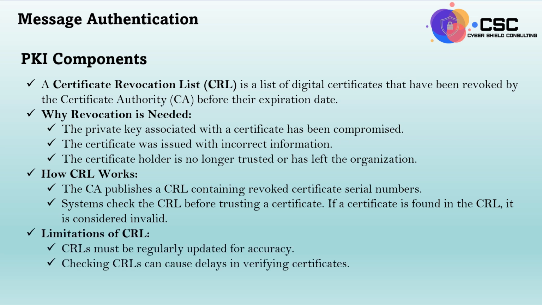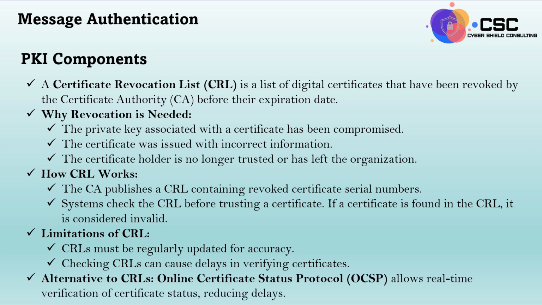Instead of downloading an entire list, OCSP allows systems to query the certificate authority in real time to check if a certificate is still valid. This method significantly reduces delays and improves security. In short, CRLs and OCSP help maintain trust in digital certificates, ensuring that users and systems can confidently verify the authenticity of secure communications and transactions. Instead of being revoked, a certificate can be suspended, meaning it's temporarily put on hold. Suspension of a certificate has the same immediate effect as revocation, but it can be reversed.